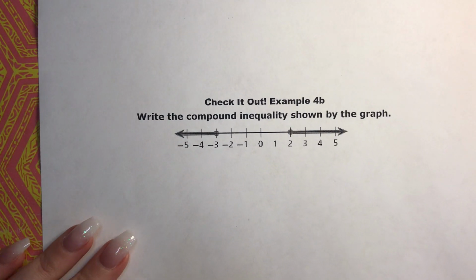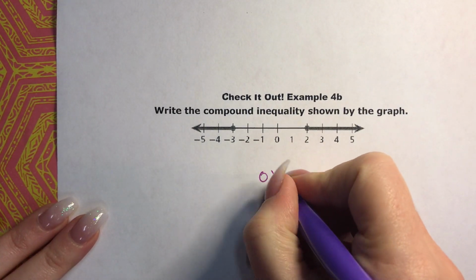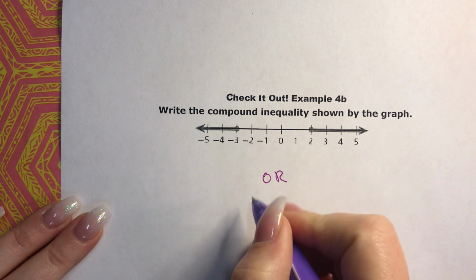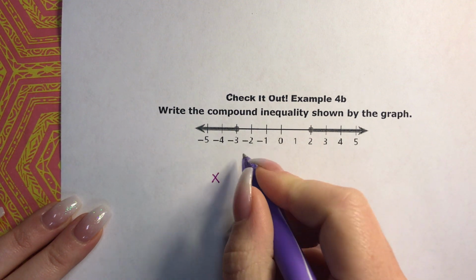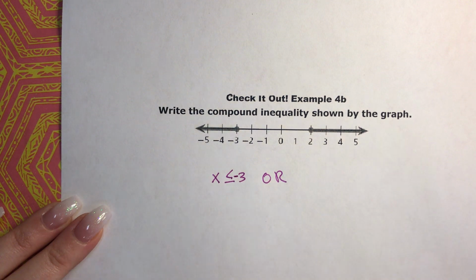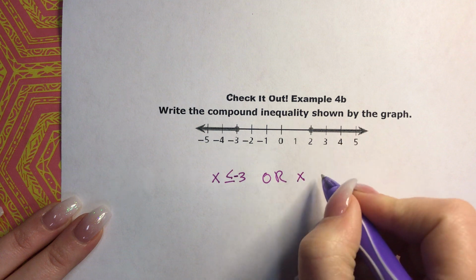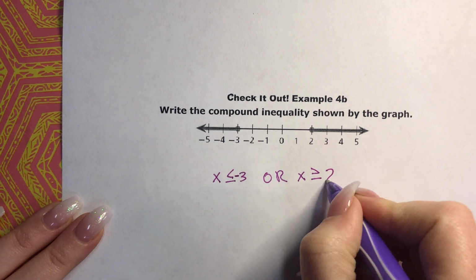Then we're here. Is this an and or an or? It's an or, so we write or. So this is -3, so x is less than or equal to -3. You need that negative. And then you write this one next, which would be x is, it's close, greater than or equal to 2.